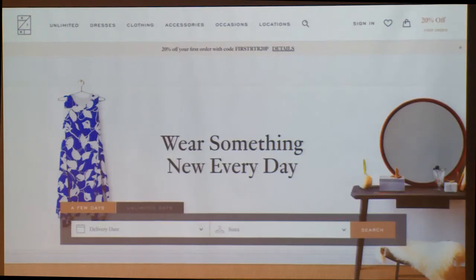So Rent the Runway is another really good example of this. Rent the Runway is a place where you can go and rent dresses that would normally cost $2,000 for $100 for a night.